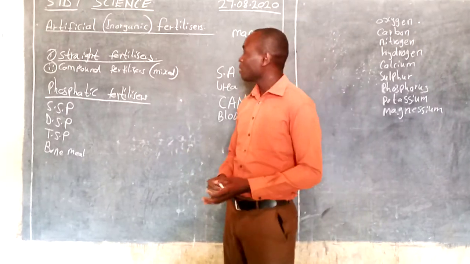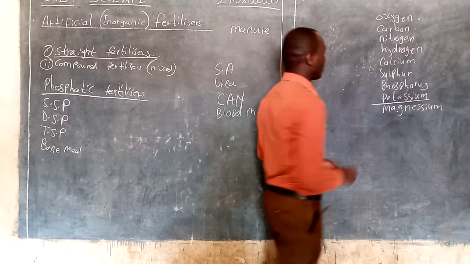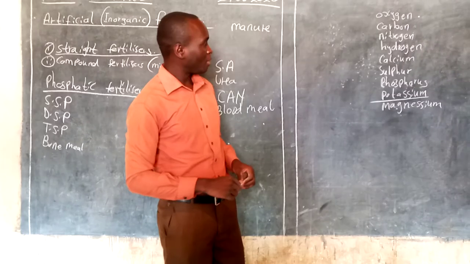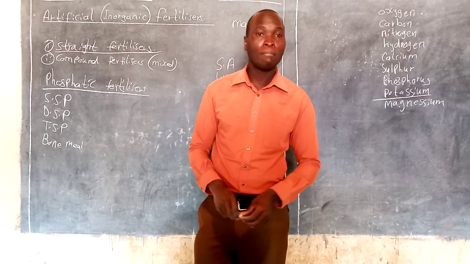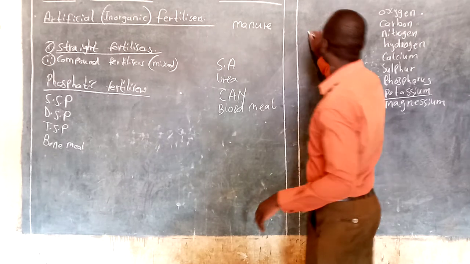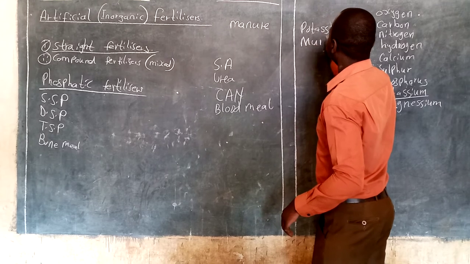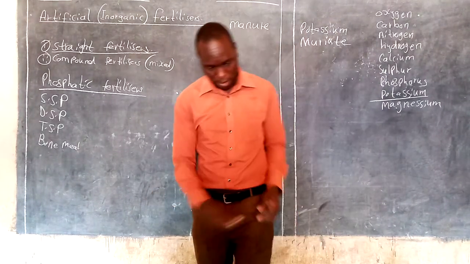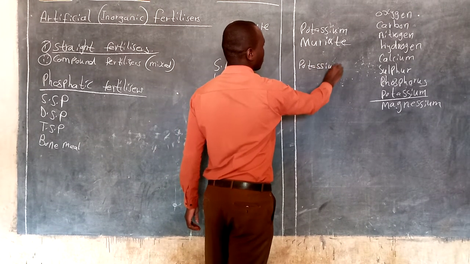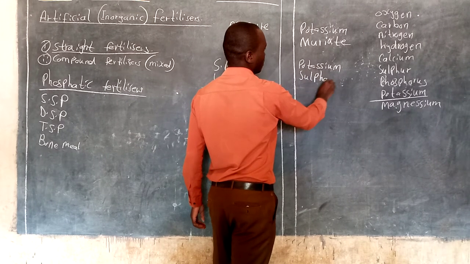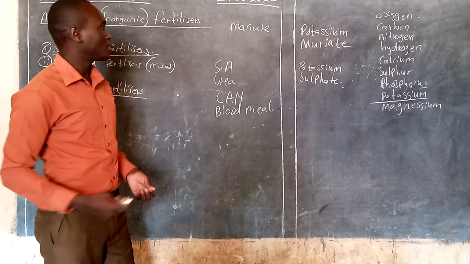And then the other one that I want us to talk about is the potassic fertilizers, from potassium. They normally provide the plants with potassium. I will only have two examples. That is potassium muriate, and then the other one is potassium sulfate. These are the two examples of the potassic fertilizers.